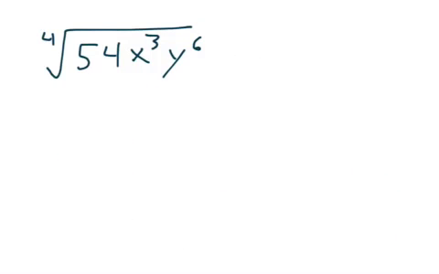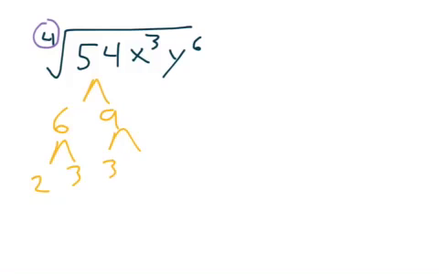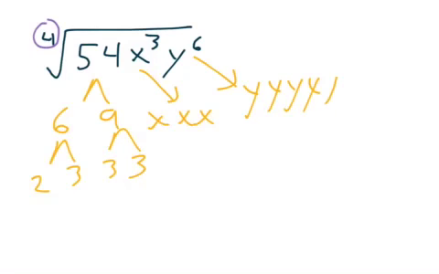Okay, one more problem. Notice this one is a fourth root. So after I break everything down, notice I'm going to need 4 of each type of number or variable. Okay? So let's break it down. 54 is 6 times 9. 6 is 2 times 3. 9 is 3 times 3. x cubed, that's just x times x times x. And y to the sixth is, of course, y, y, y, y, y, y, all those y's times each other, right?